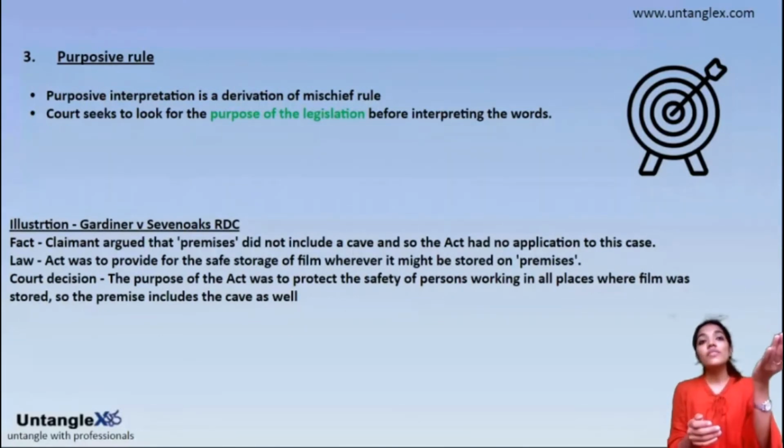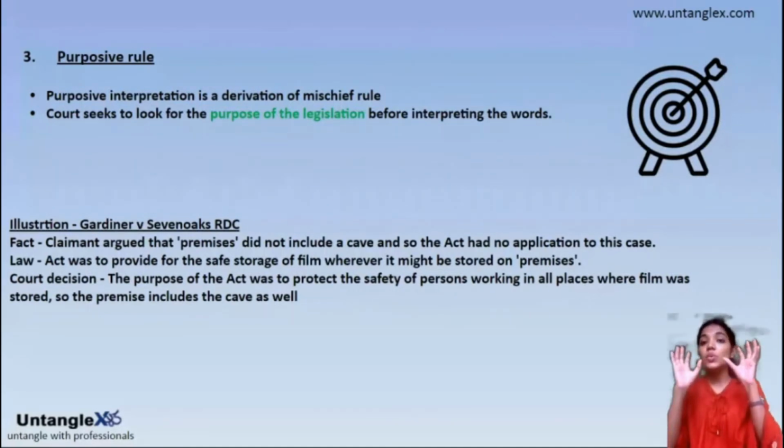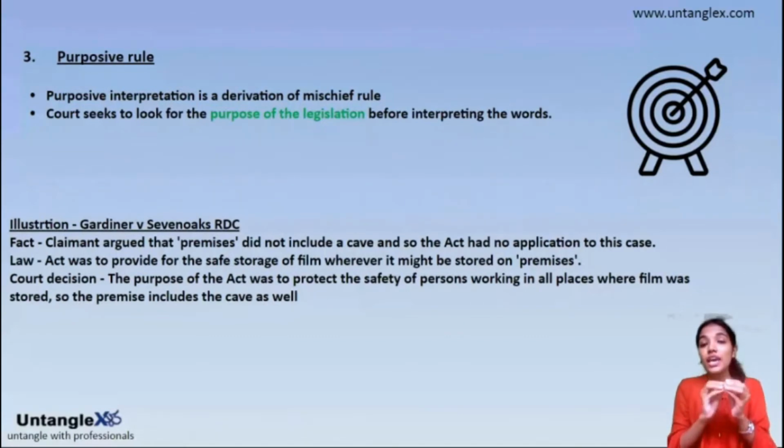Now I will take the illustration of a case law, Gardiner versus Sevenoaks RDC. Here there was an act for the safe storage of film on premises. A claimant came and said that it was stored in a cave, so this act does not apply in this case. What the court said is that this act is for the safety of the people around the storage of a film. So if a cave is the place where it is stored, then the cave is the premises.